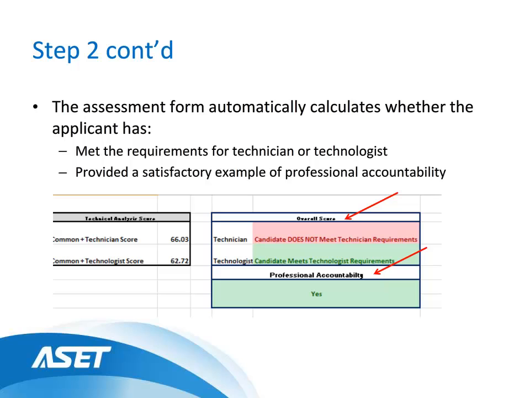Applicants must achieve a minimum score of 60% in each competency to meet the requirements for technician and/or technologist. This score is automatically calculated and is demonstrated on the form as either does not meet or meets requirements. The form also demonstrates that the professional accountability requirement has been met.